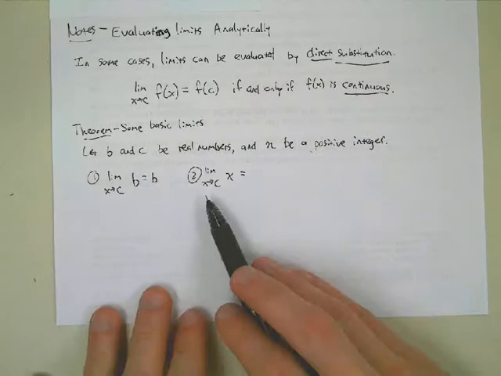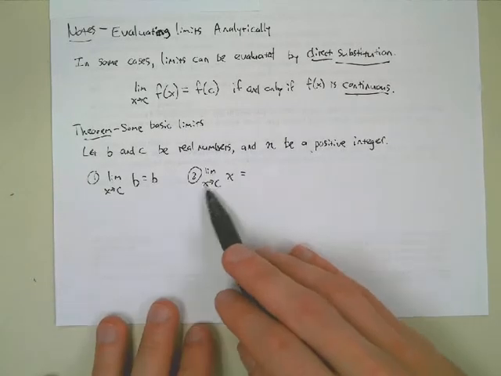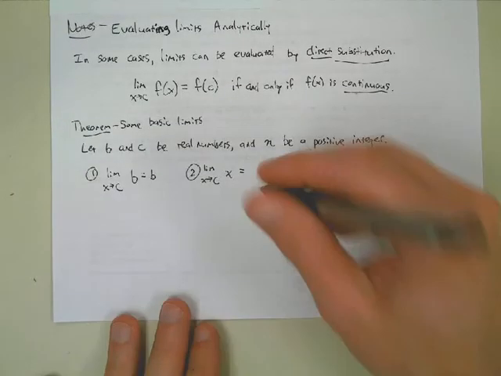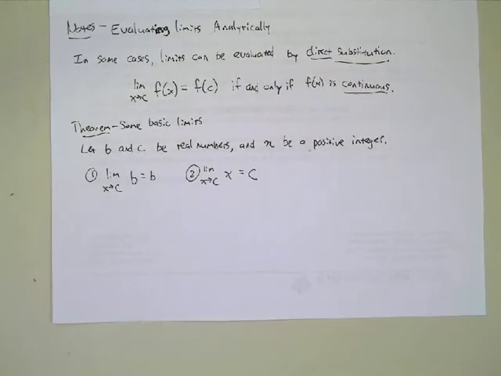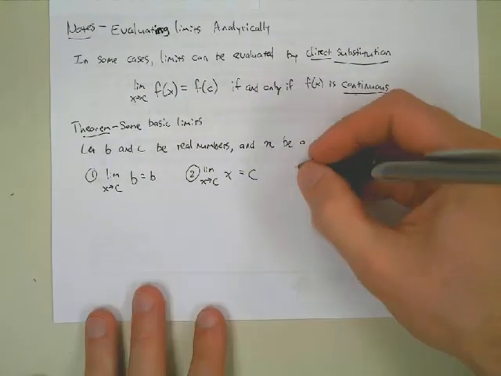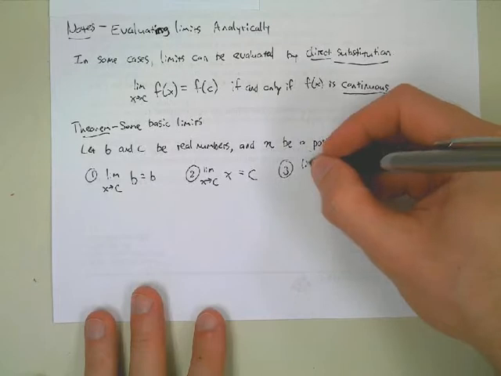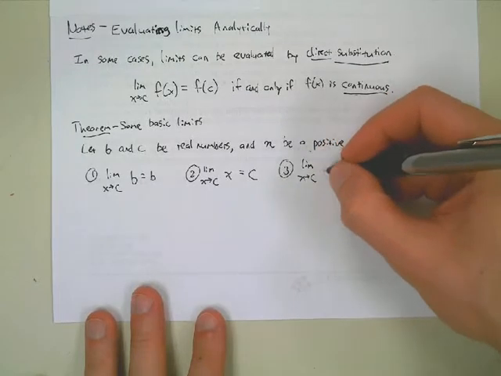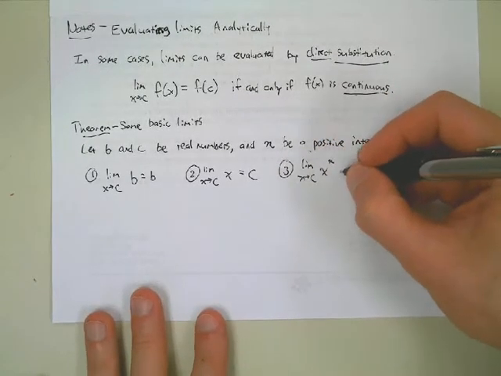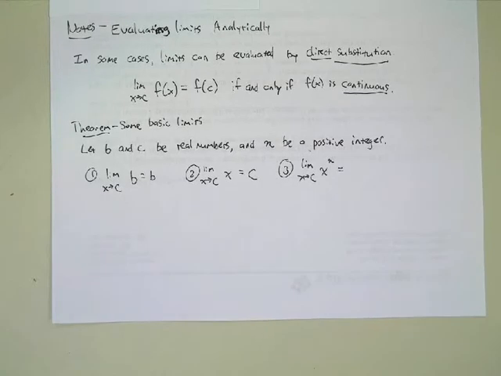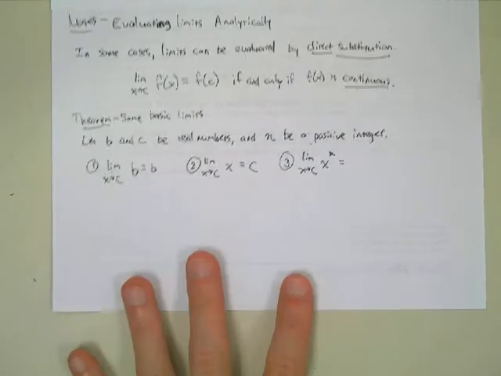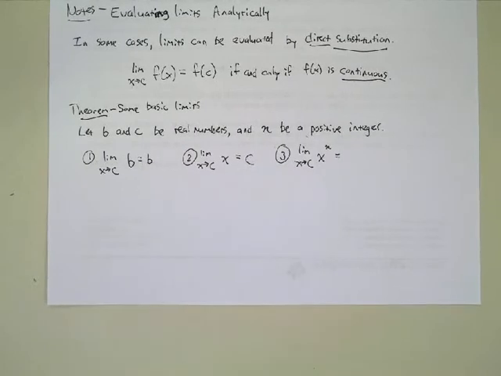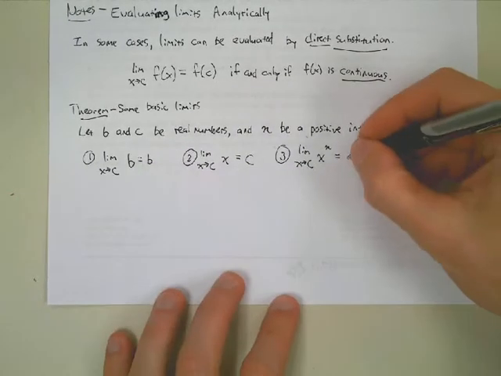It's going to be, if the limit as x approaches c of x, that should just be c. Yeah, we're approaching c, so it's just going to be c. Direct substitution. And then the third one here, the limit as x approaches c of x to the n, what will that be? Again, if x is approaching c, c to the n power, that's right.